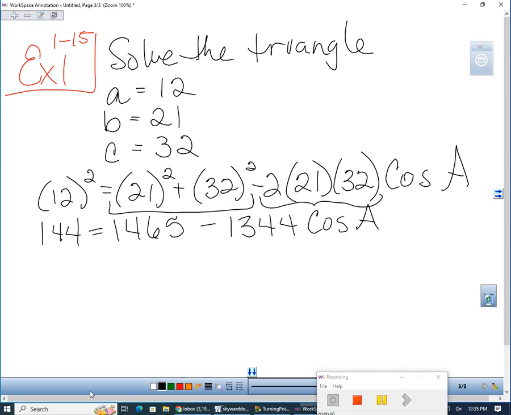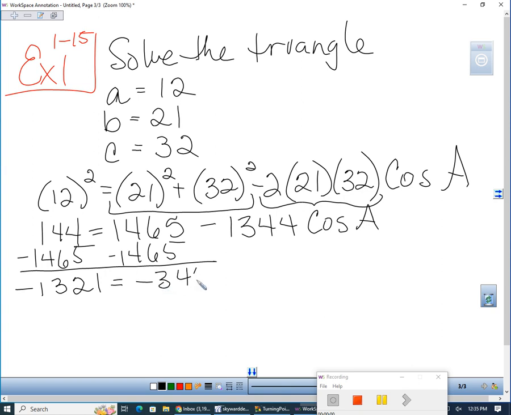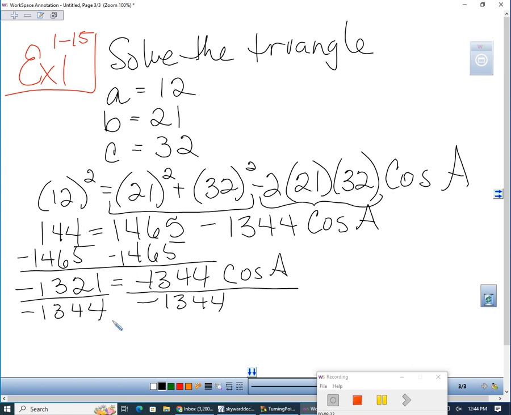Cosine A. So now I have to subtract my 1465 to the other side. I'm going to subtract 1465 from both sides. Equals negative 1344 cosine A. Now what? You're going to divide by the negative 1344. Divide by negative 1344.